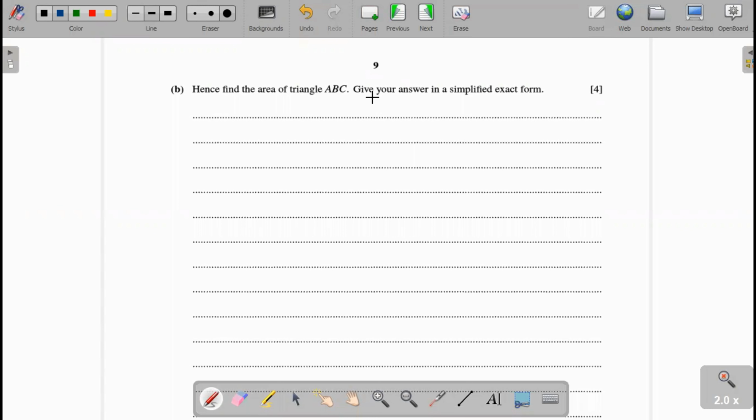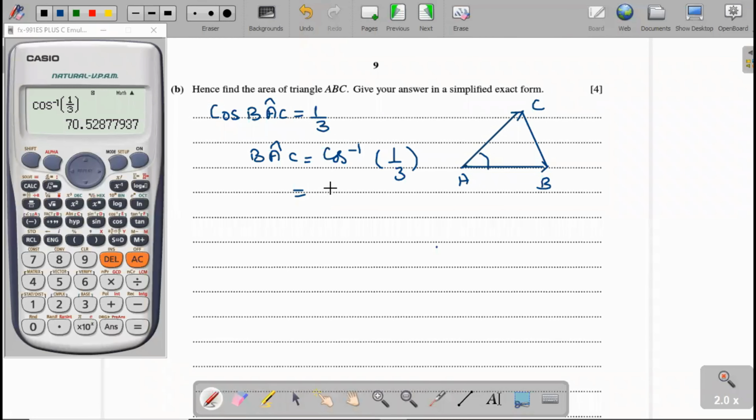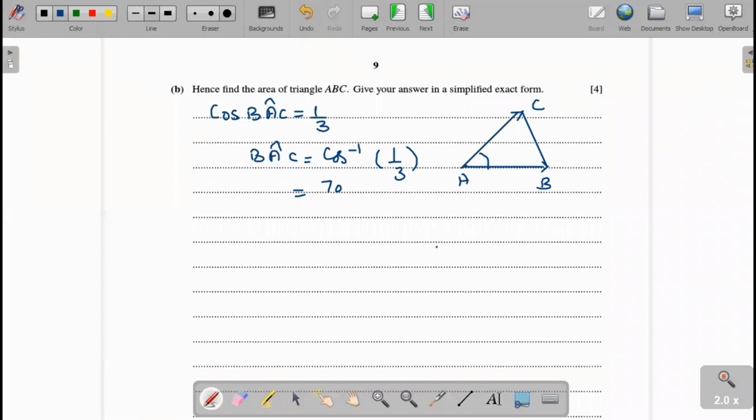Part B, hence find the area of triangle ABC. Give your answer in simplified exact form. You see here that is AC, and this vector is AB. We can join these two vectors to form triangle ABC. We see here the cosine of BAC is equal to 1 over 3. Now the angle BAC will be equal to cos inverse of 1 over 3. Now we calculate this angle. Cos inverse 1 over 3 is equal to 70.5 degrees.